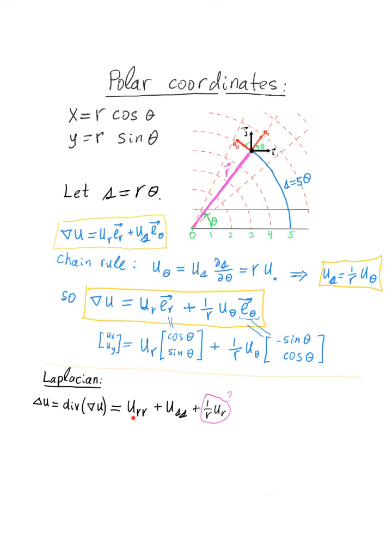So you should expect that when you take divergence, it will be u_rr plus u_ss. But surprisingly, there is an extra term. It appears because as we move, our coordinate basis vectors are changing direction. So one way to prove this extra term: in the previous slide we discussed the relation between derivatives with respect to polar coordinates and derivatives with respect to x and y.